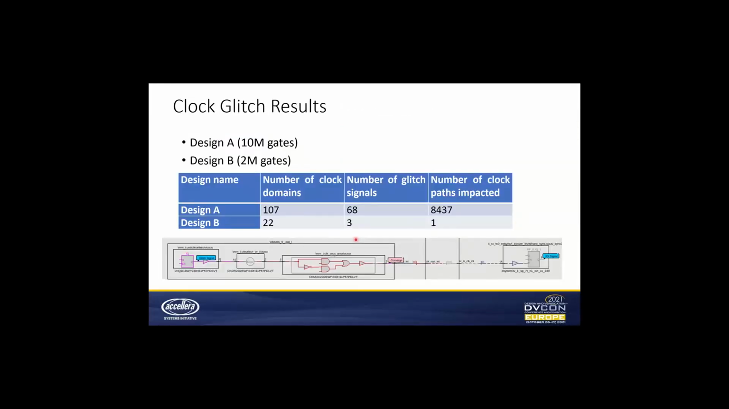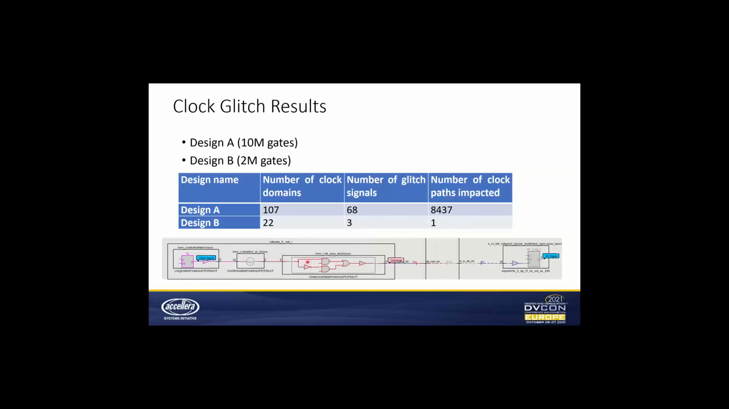So this was employed on 2 of the SOCs. One had 10 million gates, and the second had 2 million gates. These are the results from the clock and reset glitch analysis for them. The first one is the clock glitch results. You can see for the 10 million gate design, the number of glitch signals shown is only 68. So there's a huge reduction in the number of noise.